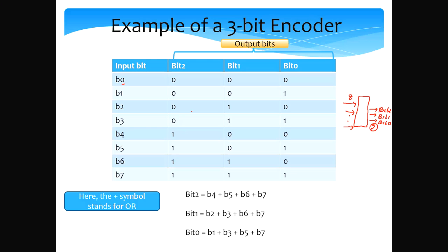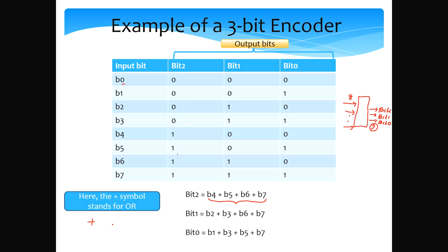So for bit 2, we can write a Boolean equation to denote when the bit is true, depending upon the values of the input bits. Let's use the plus symbol to stand for OR. Recall that we'll use plus for OR and dot for AND. So in this particular case, when is bit 2 true? When either B4 or B5 or B6 or B7 is true. So this is the logical expression for when bit 2 is true.